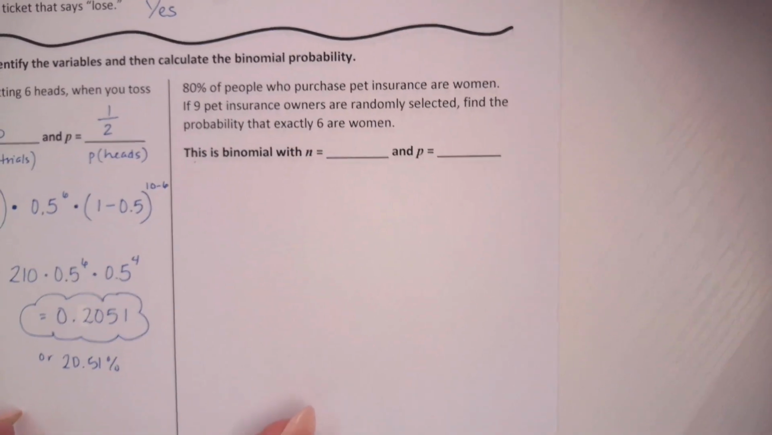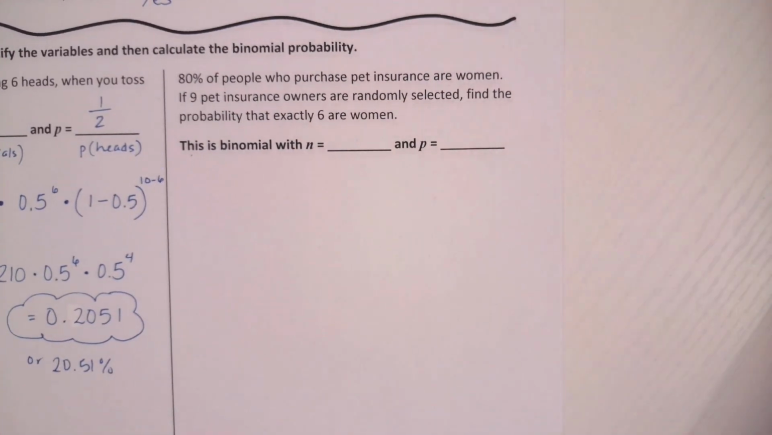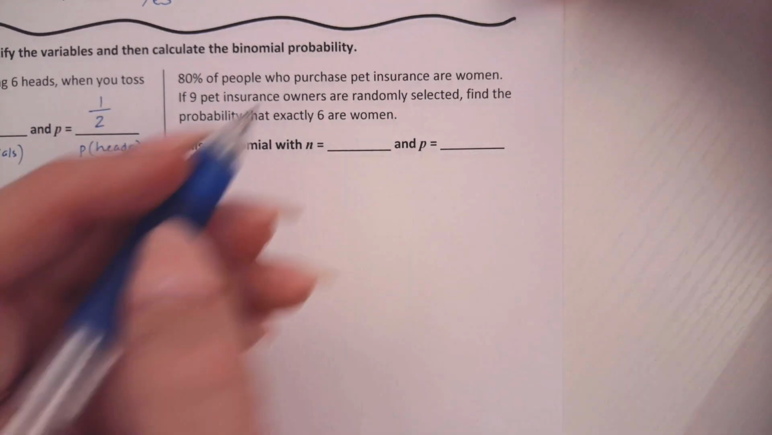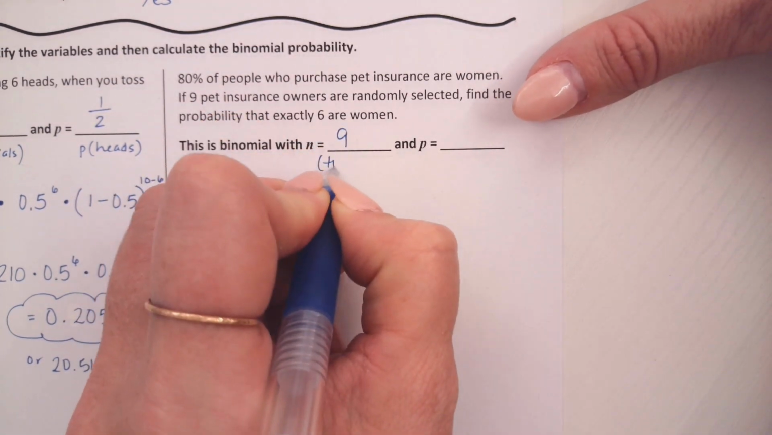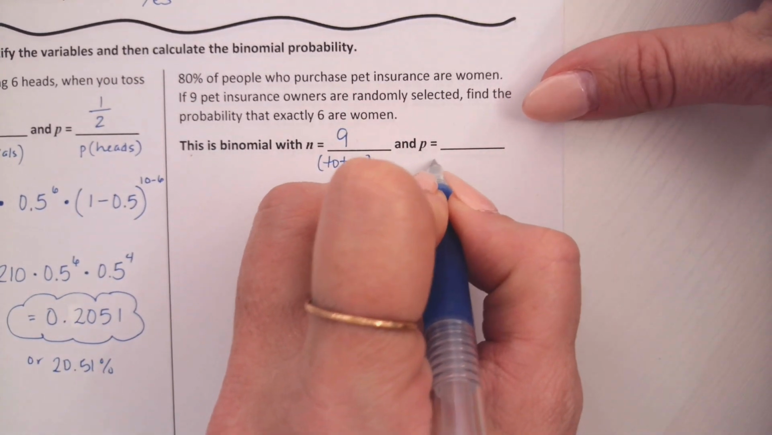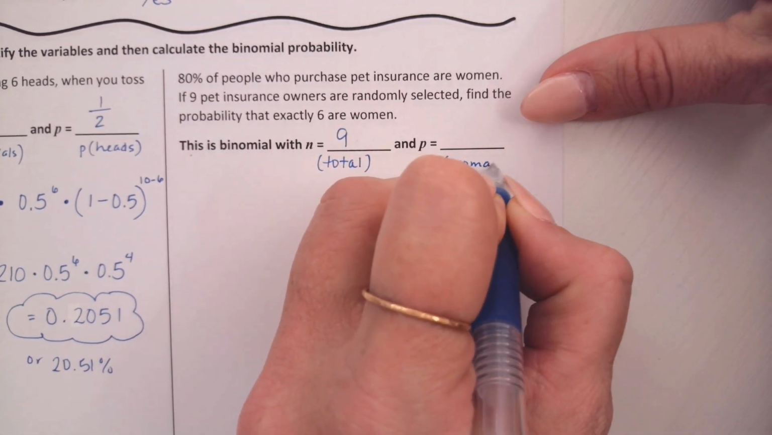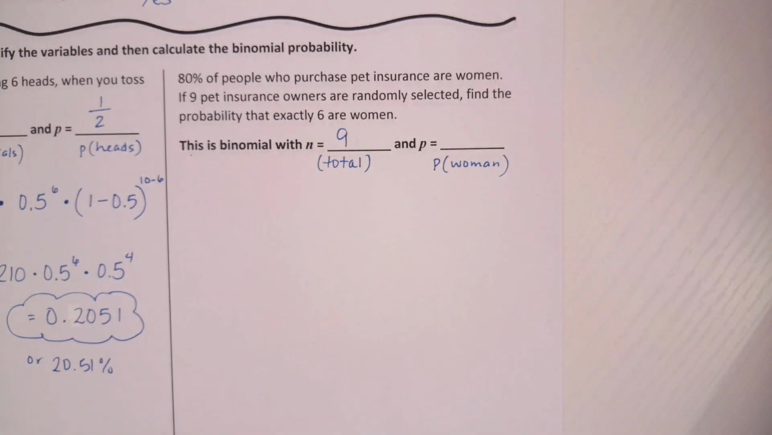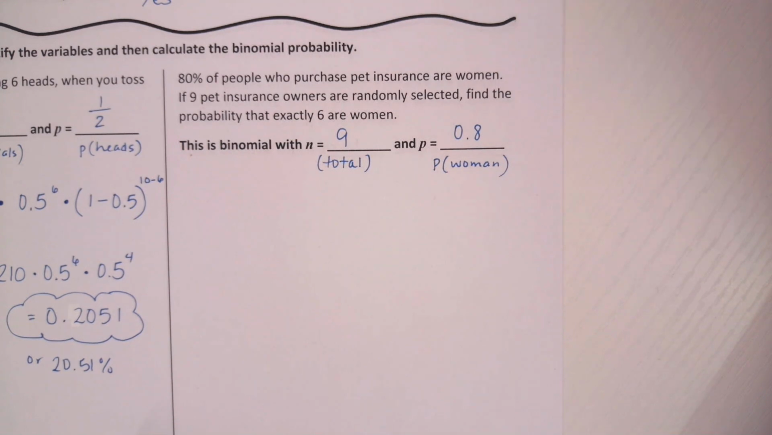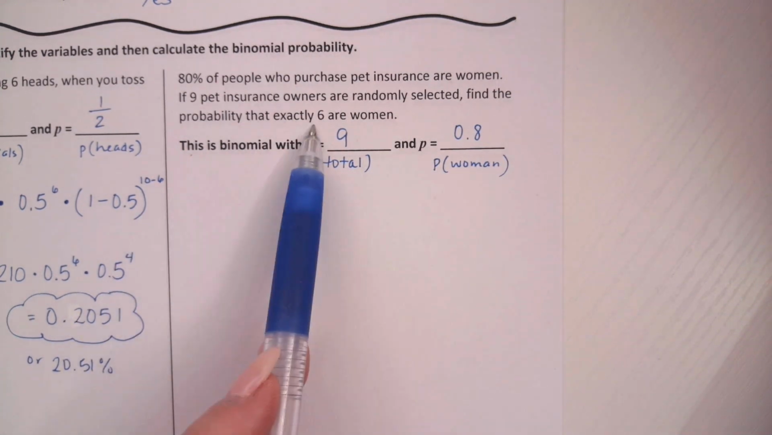Okay. 80% of people who purchase pet insurance are women. If 9 pet insurance owners are randomly selected, find the probability that exactly 6 are women. Okay, so this is a binomial with how many trials? 9 trials, right? So this is our total. Okay. And the probability would be the probability of selecting a woman, which they told us directly is 80%, but we want to write it as 0.8. Very good.